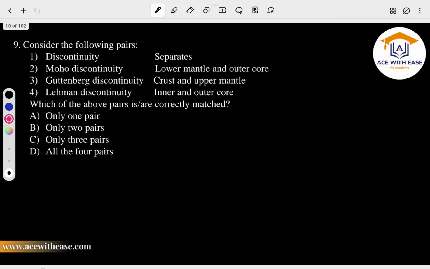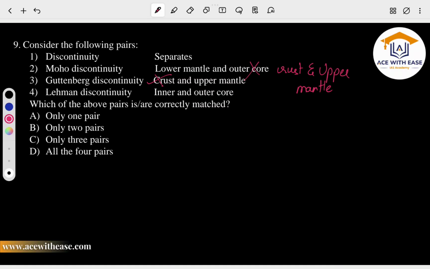Then the ninth question. Consider the following pairs of discontinuities: Mohorovicic discontinuity, Gutenberg discontinuity, and the Lehmann discontinuity. The Mohorovicic discontinuity is present between the crust and the upper mantle, so the option given here is a wrong one. The outer core and the lower mantle option is incorrect. Whereas the Gutenberg discontinuity is said to be present between the crust and the upper mantle. Yes, this is a correct statement.